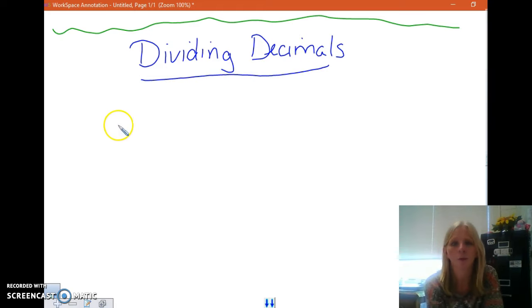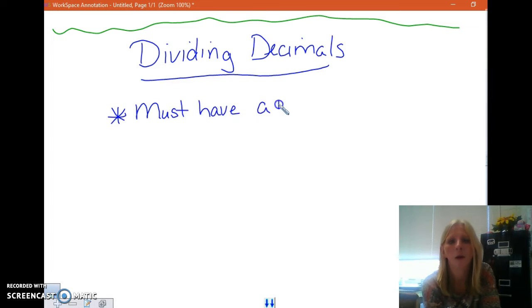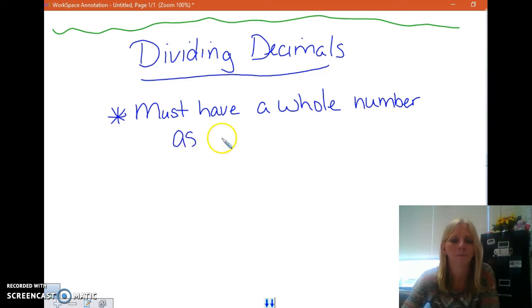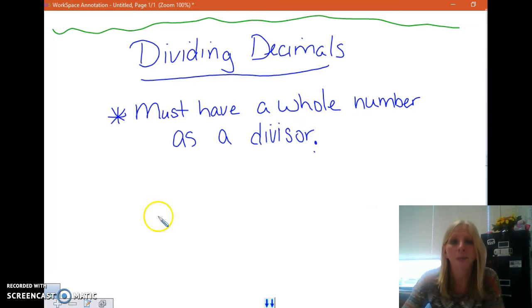When we divide decimals, we have to make sure that our divisor is a whole number. Okay? So we must have a whole number as a divisor. So what this means is we might have to multiply by powers of 10.